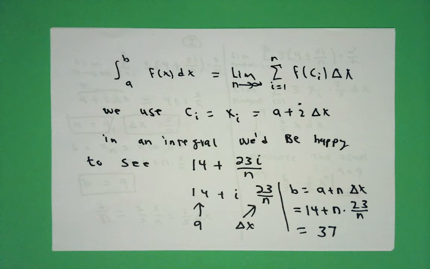In one of these limits, then, if I see something that looks like this, that's very suggestive. That's 14 plus i times 23 over n. I'll interpret the 14 as being a, the left-hand end of the interval, and the delta x is the thing that gets multiplied by the i. The moment that I know that, I can figure out the upper limit of integration. b is x sub n, which is a plus n delta x. In this case, that would be 14 plus n multiplied by 23 over n. The n's cancel out. 14 plus 23 is 37. So this would tell me the upper limit of integration.